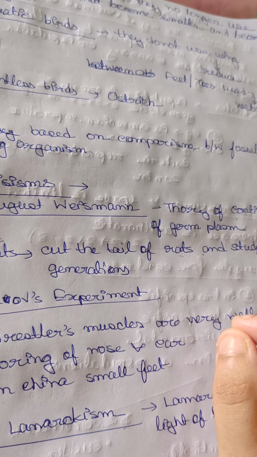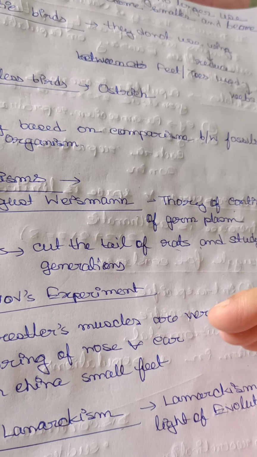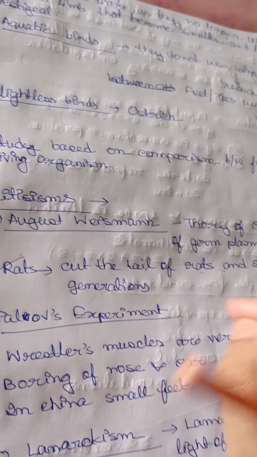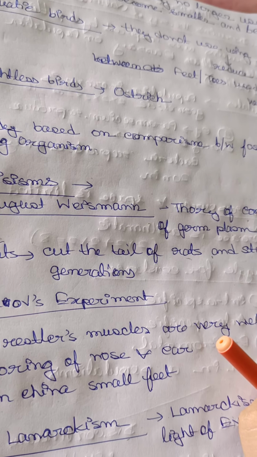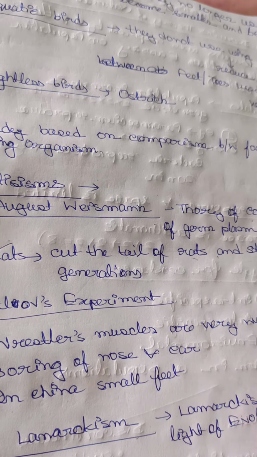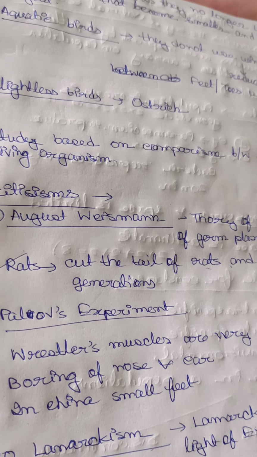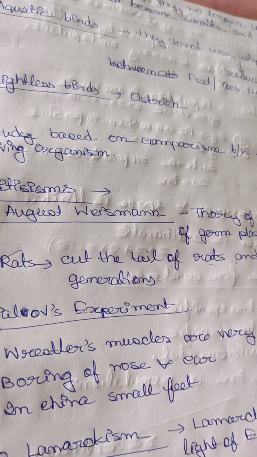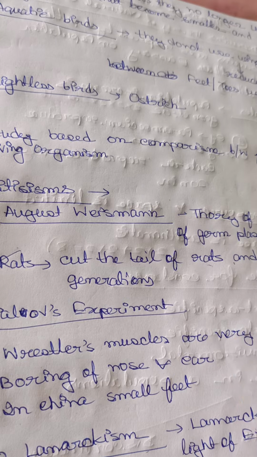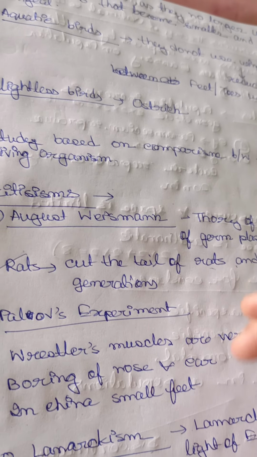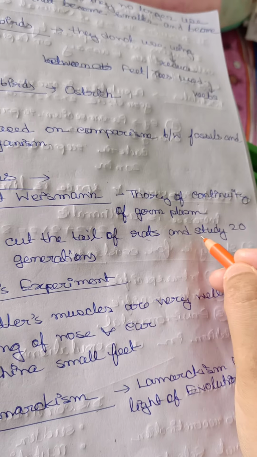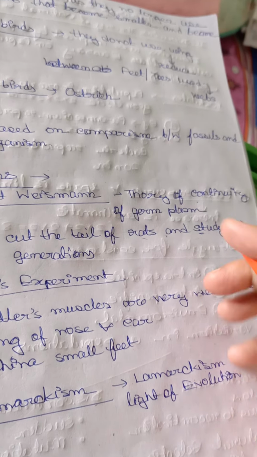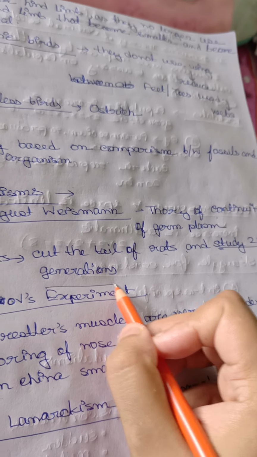Again, the first generation offspring had their tails cut by the scientist, and they reproduced again. The second generation offspring were also born with tails. Again he cut their tails and reproduced them, and the fourth generation offspring also had tails. In this way he did the experiment for 20 generations and studied the results.